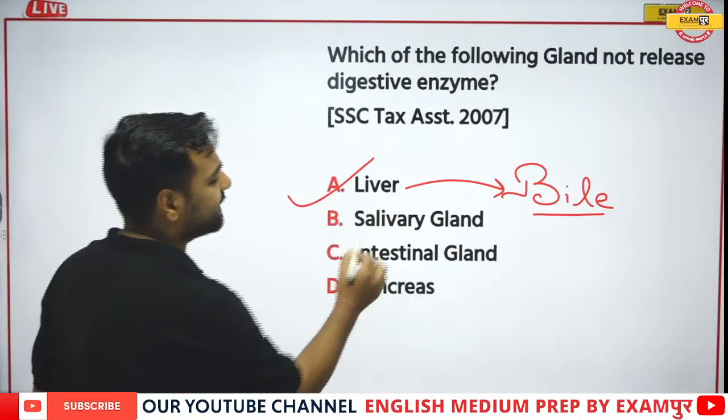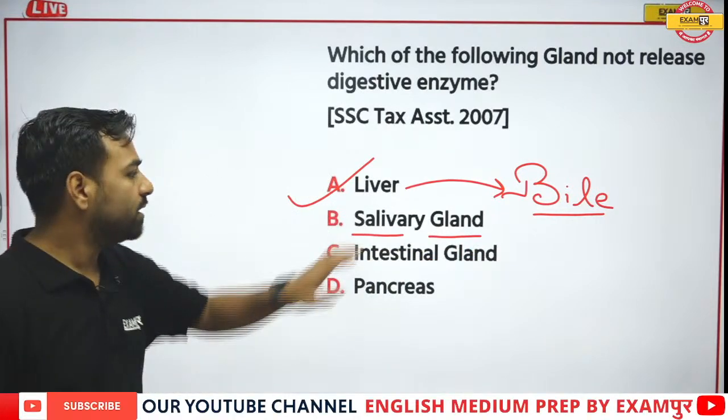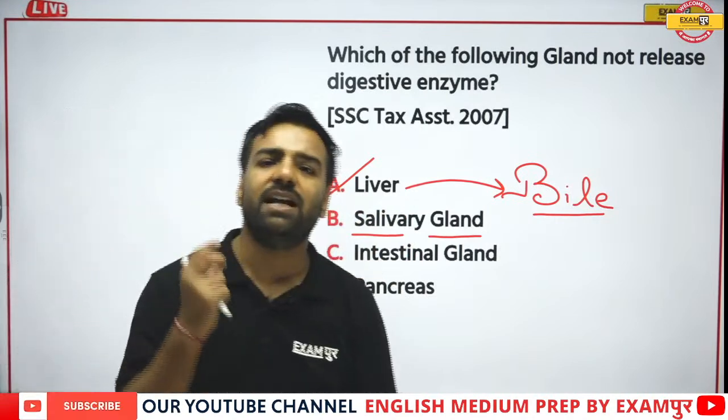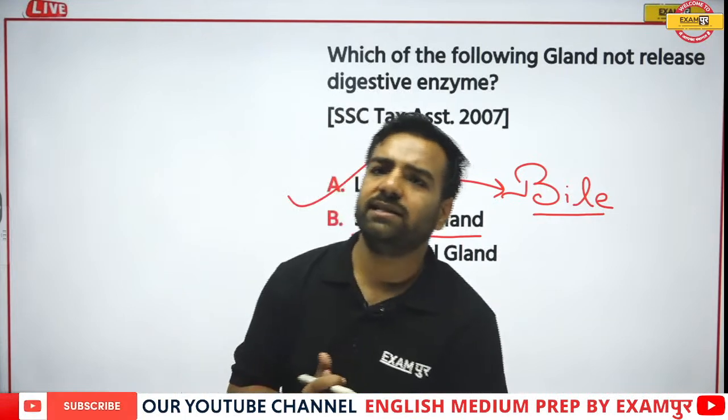Now if I talk about this salivary gland, as we have discussed in the previous question, what is the salivary gland doing? It is generating saliva, the same saliva which is in our mouth. Now I'll give you an example.